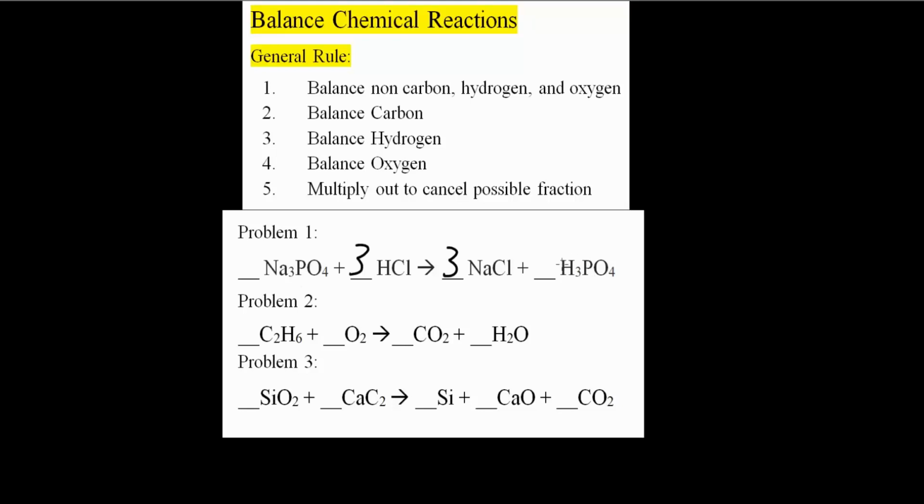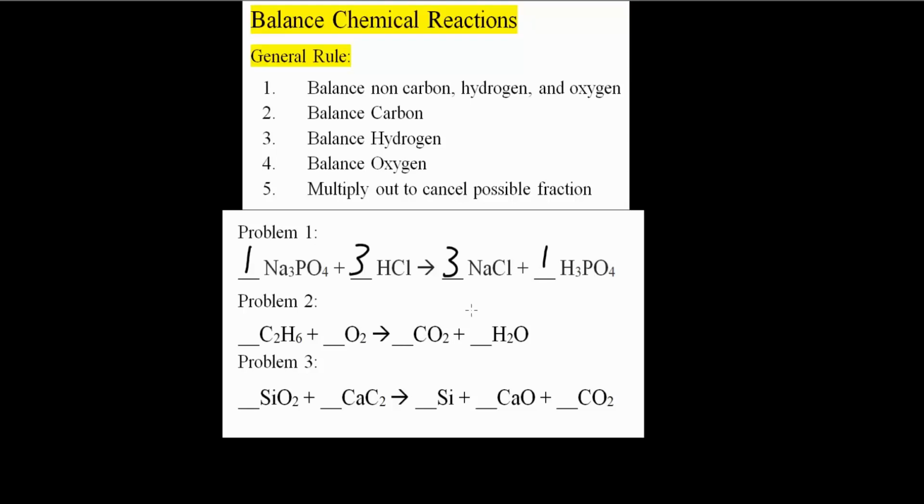So that's balanced. So now let's check our hydrogen. So we have 3 hydrogens, and we have 3 hydrogens. That's balanced. Next, oxygen. We have 4 oxygens. We have 4 oxygens. So this is all balanced. So simply a 1, a 1. So this right here is the first problem.